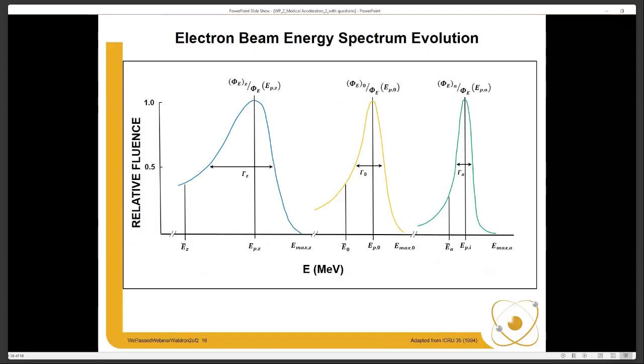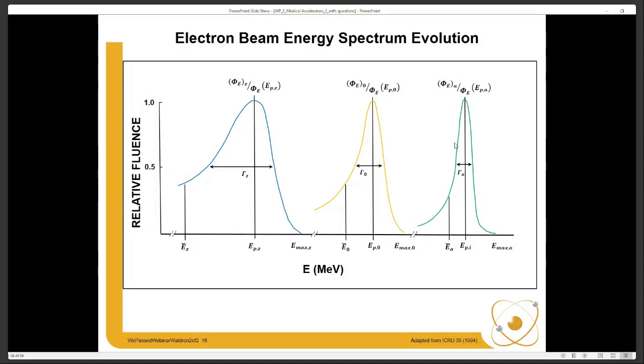Here are some spectra from ICRU 35. And here now we're getting into a little bit more exercise of those energy designations. I'd like to start on the right here. Again, vertical is relative fluence. Horizontal is energy in MeV. And now what I'm referring to here is strictly what would be a clinical electron beam. Now we're outside the accelerator, or just at the accelerator window.